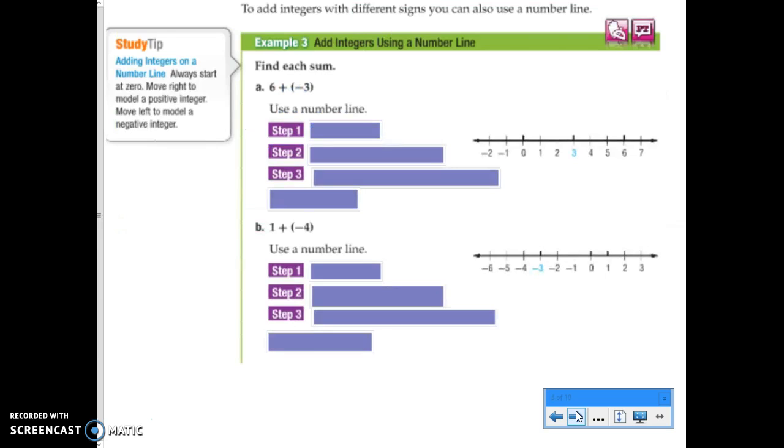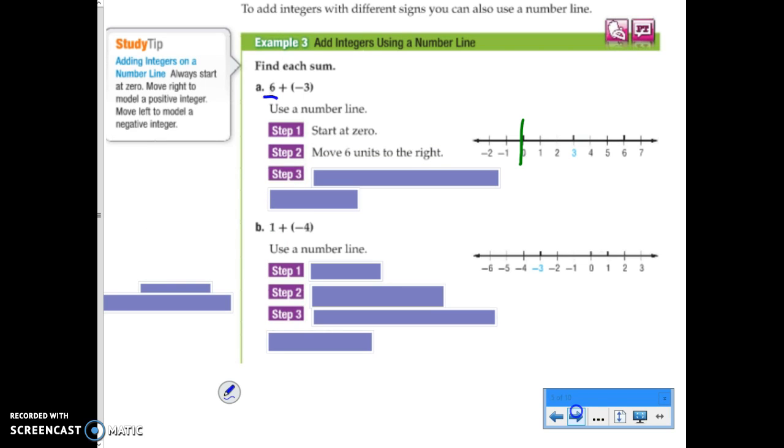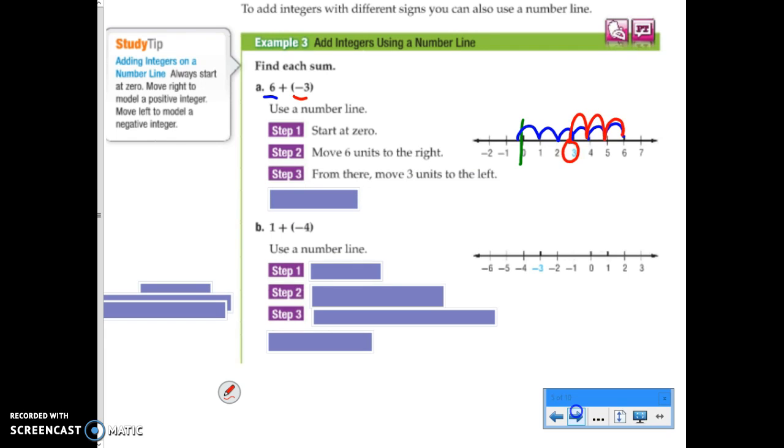It says to add integers with different signs, you can also use a number line. So you're going to go along the same concept here. If we add 6 plus a -3, again, the first step is to start at 0. Then step 2 says move 6 units to the right. Because we have a +6 here, we move 6 to the right. So 1, 2, 3, 4, 5, 6. And then we're also adding a -3. So the last step from there would be to move 3 units to the left to represent that -3. So I start here and I go back 1, 2, 3. And that's how we come up with a +3.